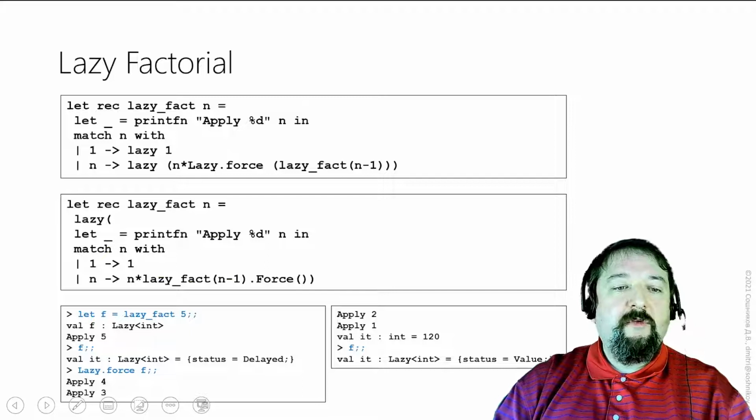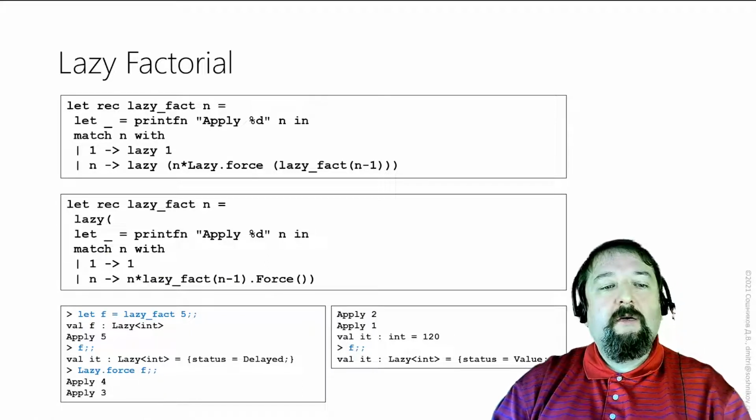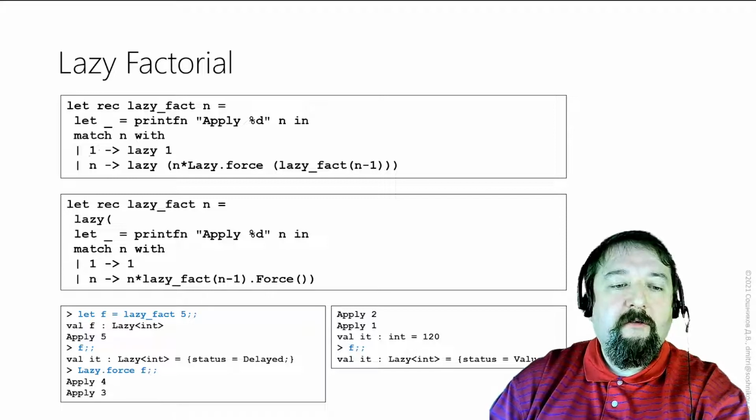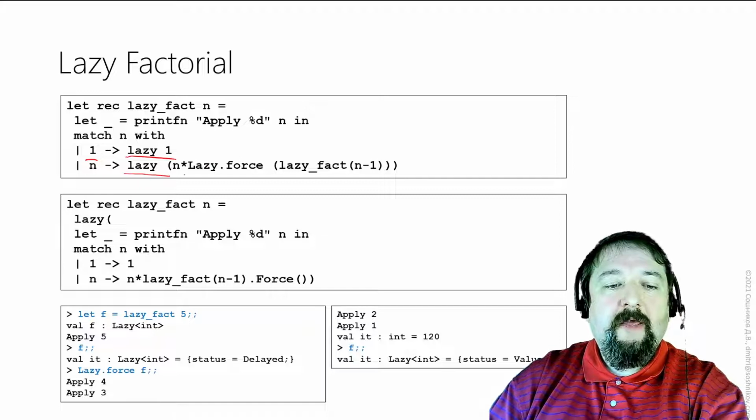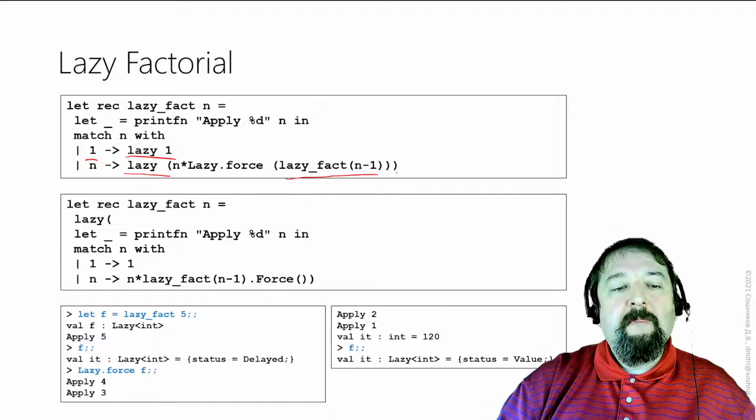Suppose we want to define the lazy definition of factorial. In this case, we can say lazy factorial. For 1, it will return lazy of 1. For n, it will return lazy of n times lazy.force, lazy factorial of n minus 1.